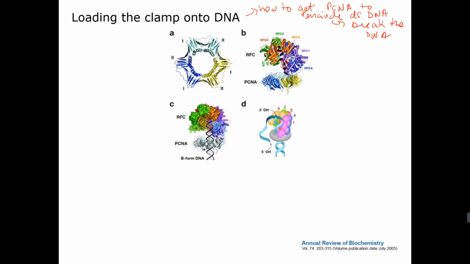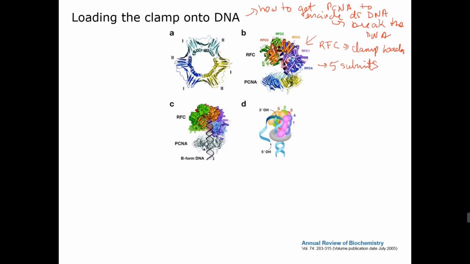And the clamp loader in you and I is replication factor C, which was the third fraction that came out when Bruce Stillman's lab was doing some fractionation and reconstitution of replication reactions. What is shown here in this top figure is replication factor C, or RFC, which is the clamp loader. It's showing its subunits, and it has a total of 5 of them, 1, 2, 3, 4, and 5, not necessarily in any particular order.